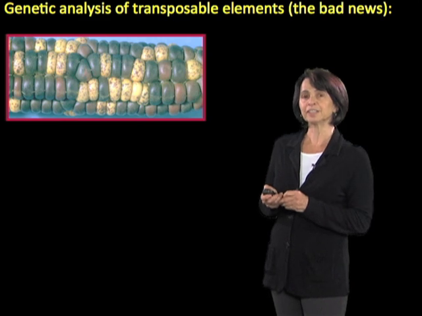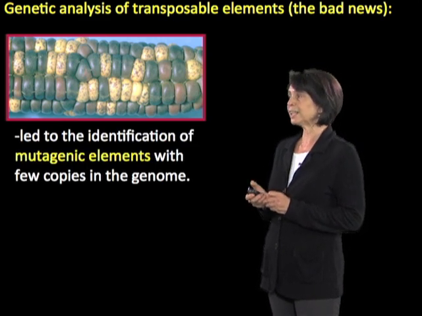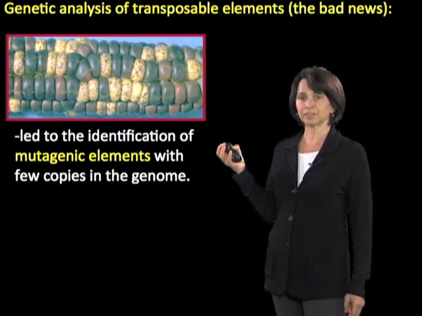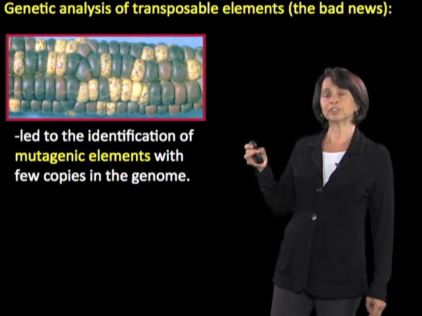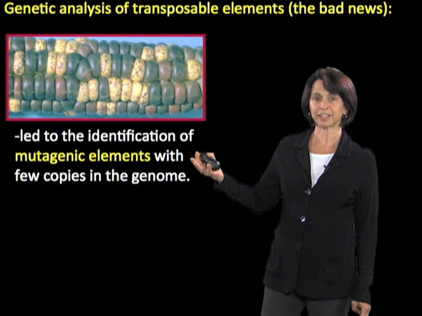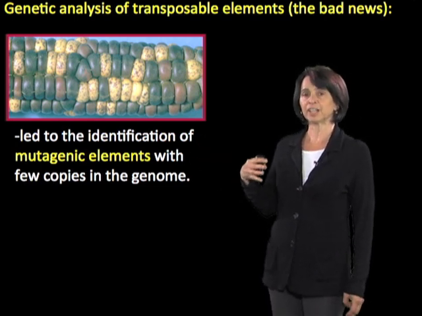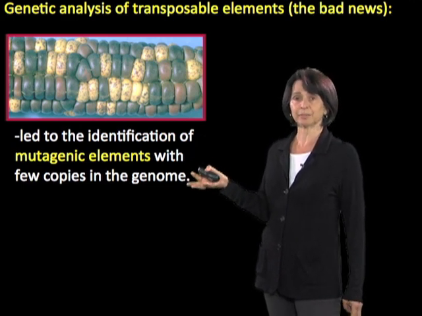Now that's the good news about the genetic analysis. Unfortunately, the genetic analysis is limited in its scope. And that is that by its very nature, genetics depends on the analysis of mutant alleles. And so the transposable elements that were being studied were transposable elements causing mutations. They were mutagenic elements.